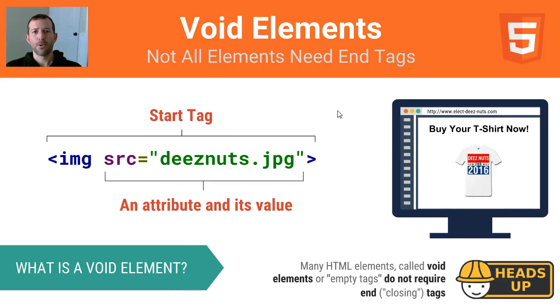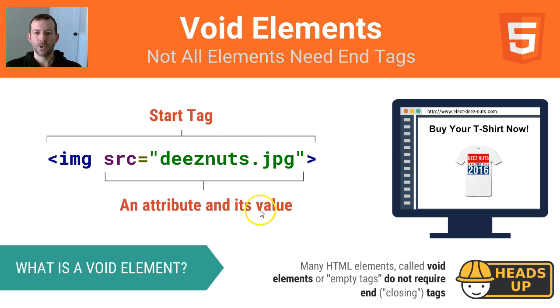Let's talk about void elements. In our example, we put an image on our page. You will notice that all the image element has is a start tag. There is no end tag. We call these void elements because they do not require end or closing tags. So a void element is a special type of element where you only need a start tag.